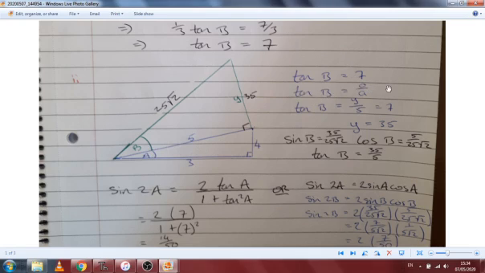So the tan of B in general is opposite over adjacent. So I can swap this in. I call the opposite y and I call the adjacent 5. That has to be equal to 7. So that means y is 35. That lets me write B in all three forms.